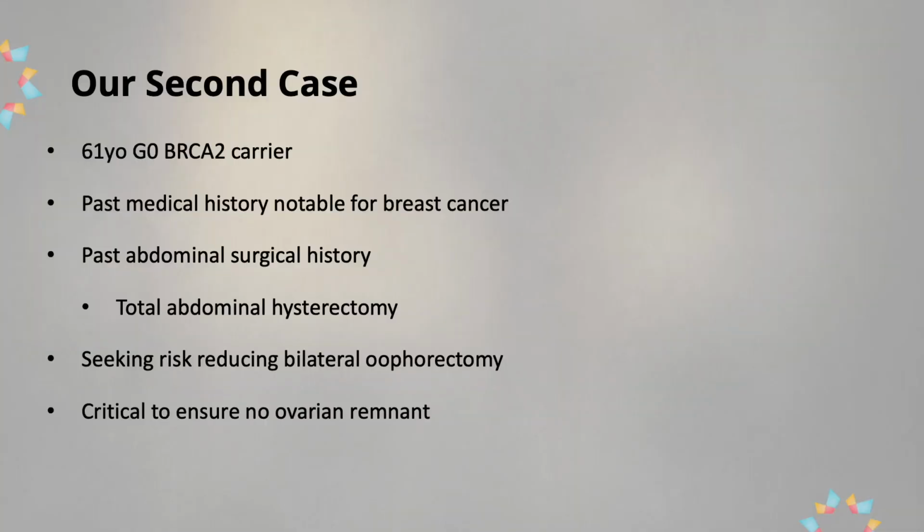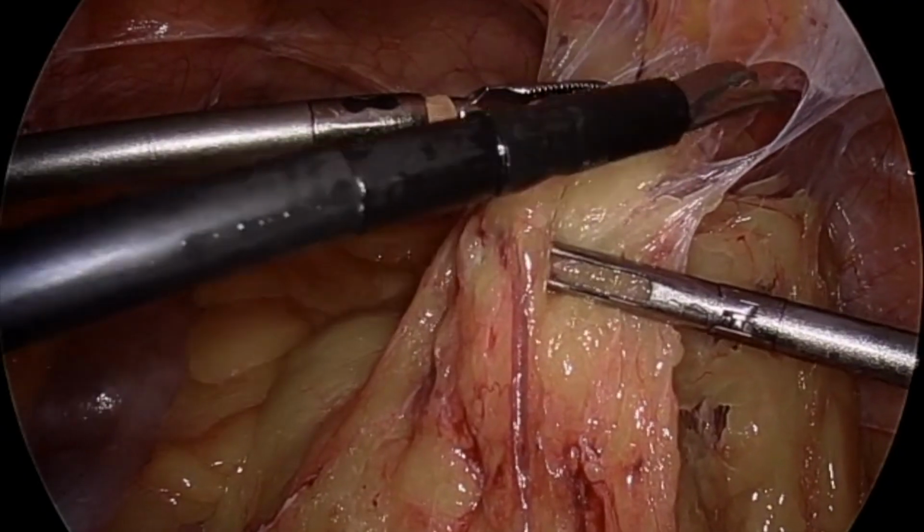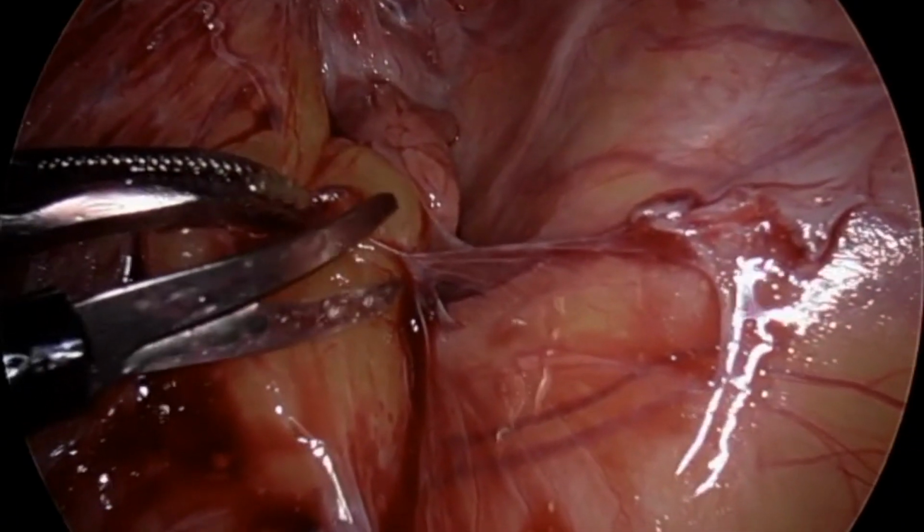Our second case was a 61-year-old G0 BRCA2 carrier. Her past medical history was notable for breast cancer. Her past surgical history included a total abdominal hysterectomy for heavy menstrual bleeding. She was seeking a risk-reducing bilateral oophorectomy. In this case, it is critical to ensure that no ovarian remnant is left behind. We begin with step 1 and perform a general survey and lysis of adhesions.